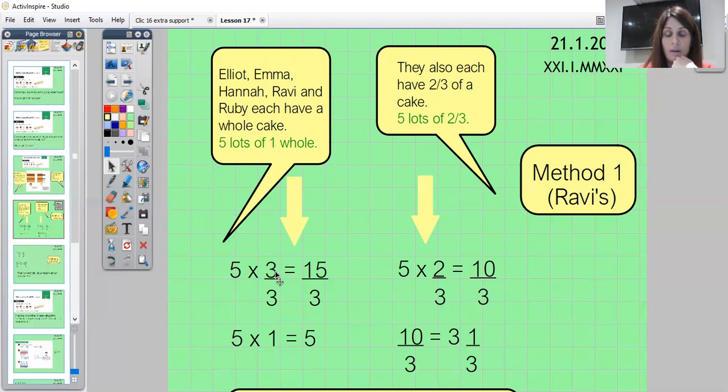Now, I don't know about you, but I actually don't think we need to do this bit here. I think that Ravi's right in saying, well, rather than saying 3/3, we could just say 5 lots of 1 is 5.